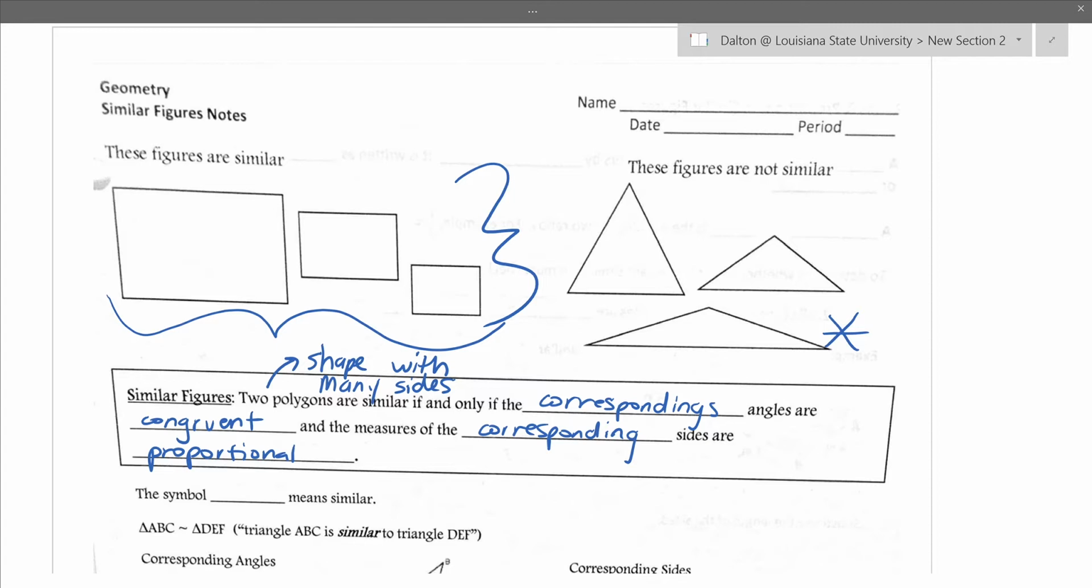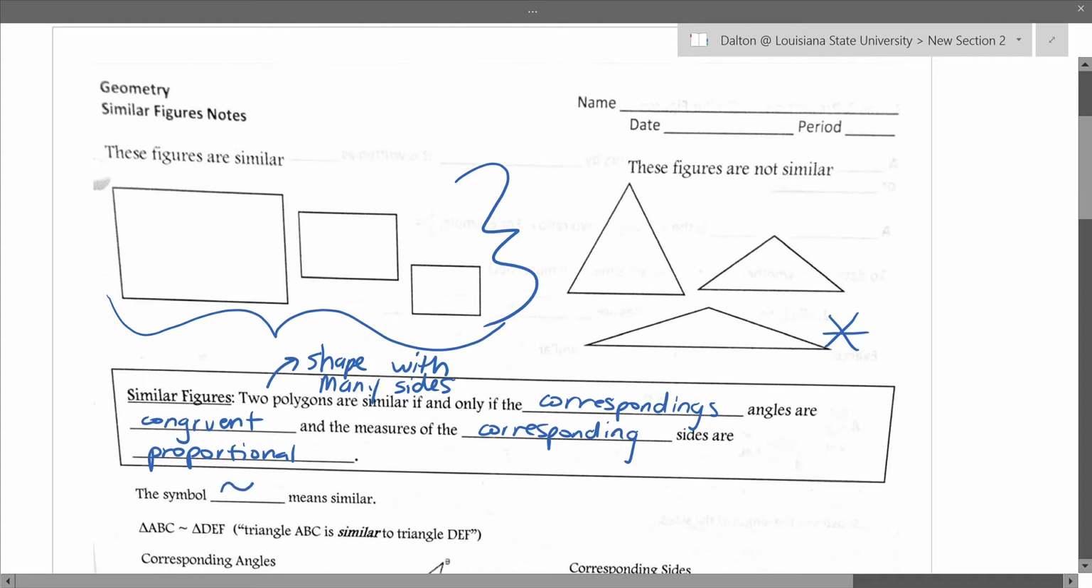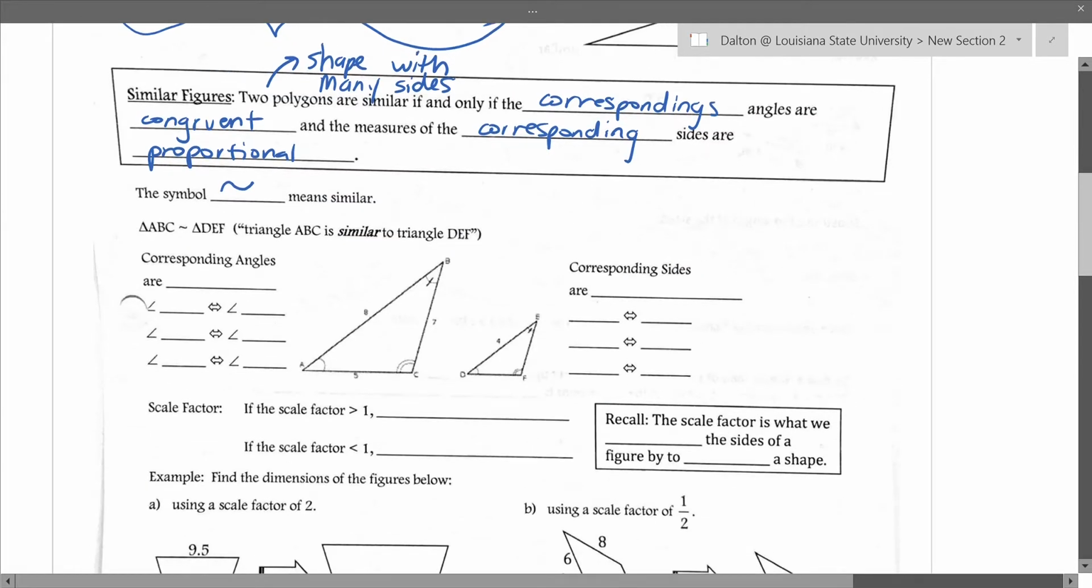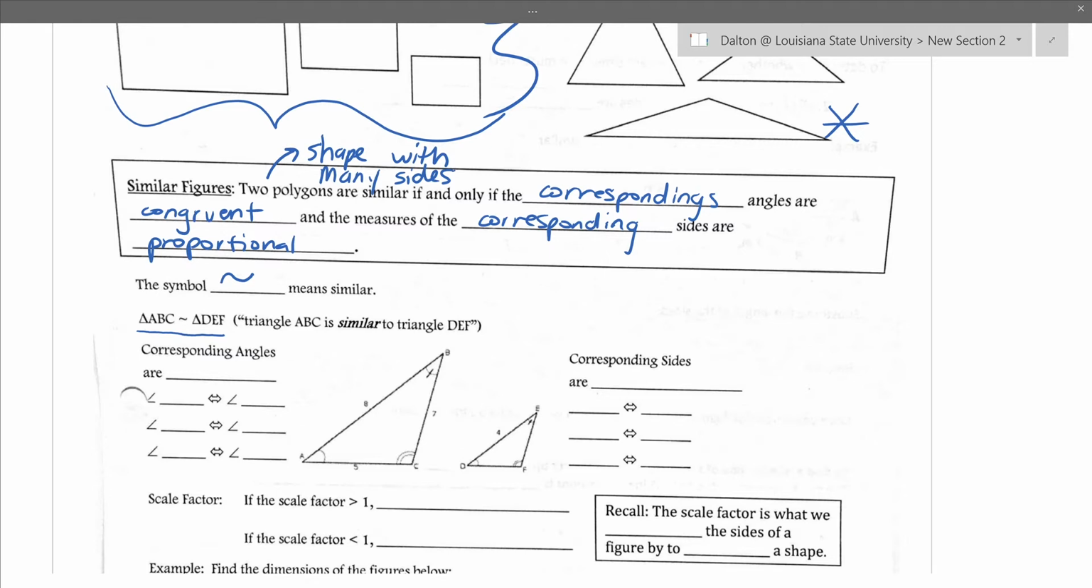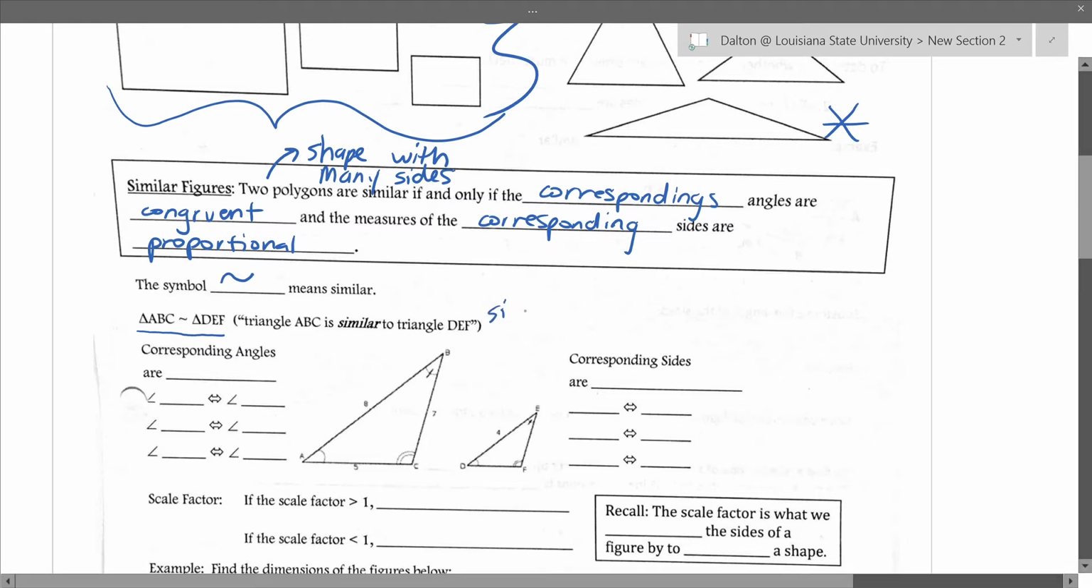Now, the symbol for similarity is just this little squiggly there. It's kind of like congruence except no equal sign. So the way we say this is triangle ABC is similar to triangle DEF. Remember how we had congruence statements for congruent triangles? This is called a similarity statement. So if I ask you to prove something is similar and write a similarity statement, that's what it looks like.